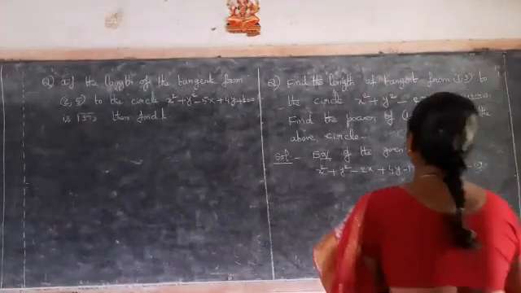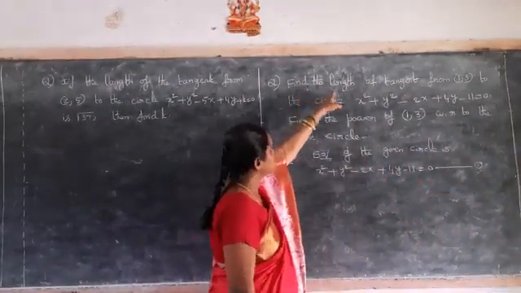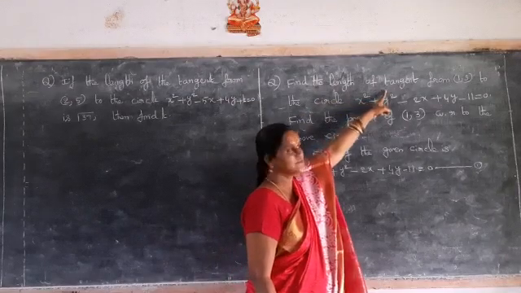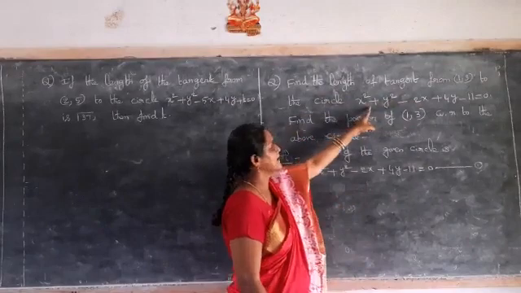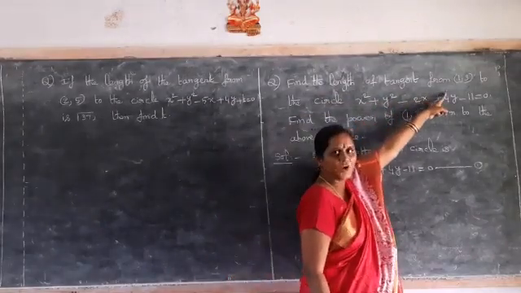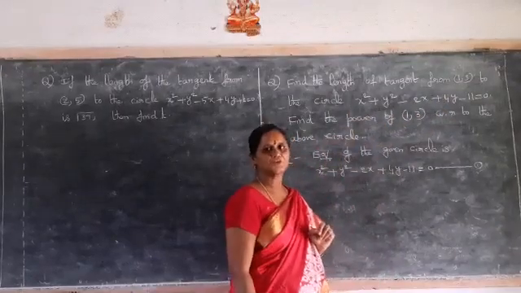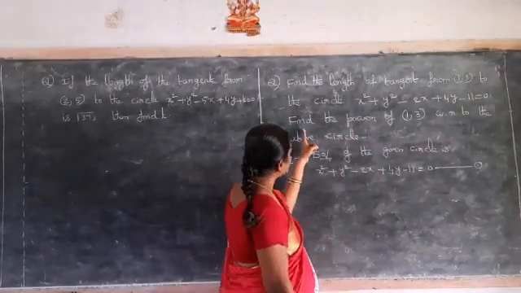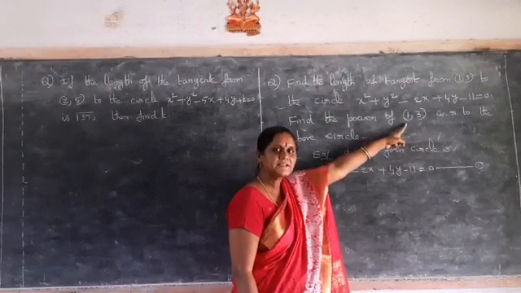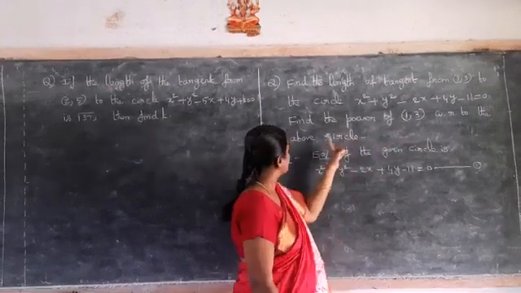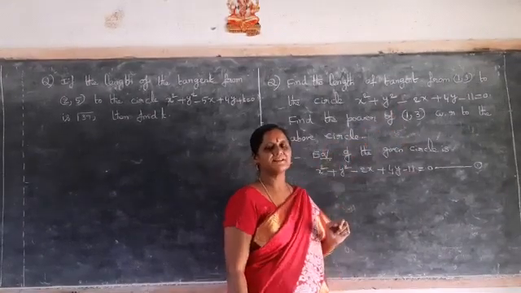Okay children, now I consider this question. Find the length of the tangent drawn from the point 1, 3 to the circle. Next, find the power of the point 1, 3 with respect to the above circle.